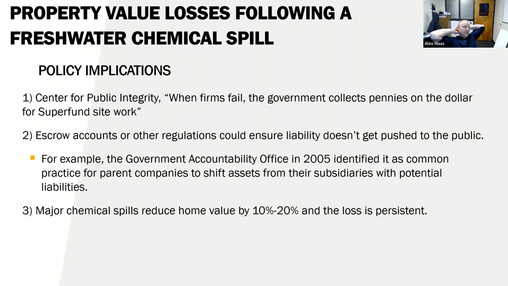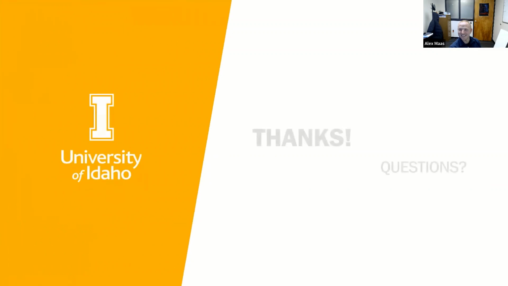The policy implications are pretty simple. When firms fail, the government collects pennies on the dollar for Superfund sites. We need to come up with a way to internalize the external costs before the spills happen, whether that's setting up an escrow account that ensures that liability can be covered. It seems like a reasonable idea. If we think of chemical spills taking up 10 to 20% of someone's home value, that's a huge hit that these citizens had that is no fault of their own. So these are things we need to work on moving forward. And I get that that's not specifically funding and financing water infrastructure, but clearly it's related.